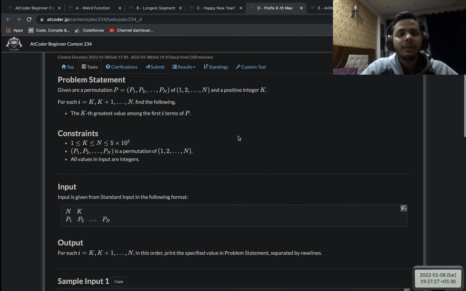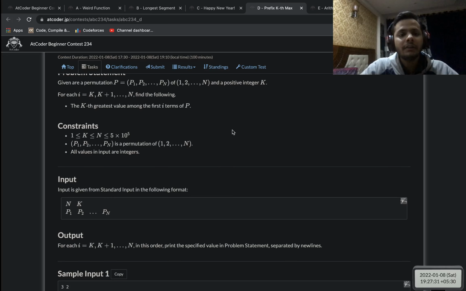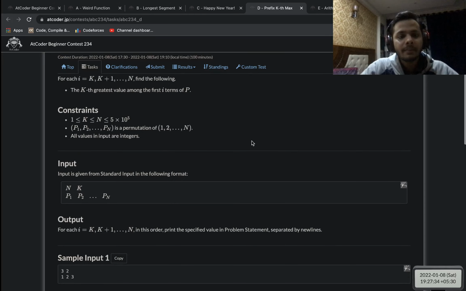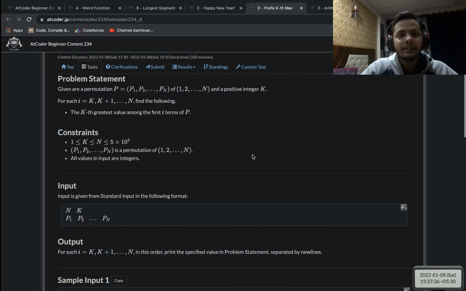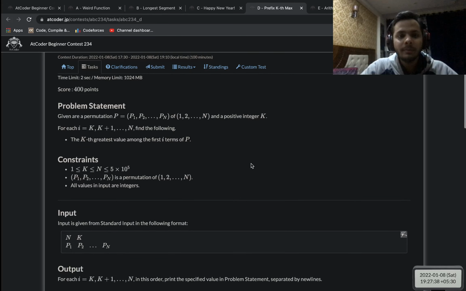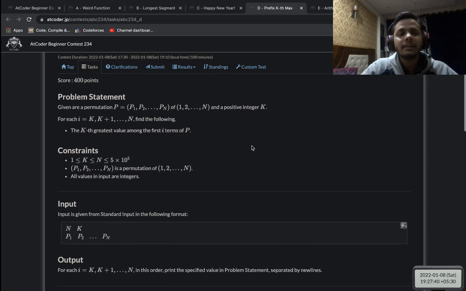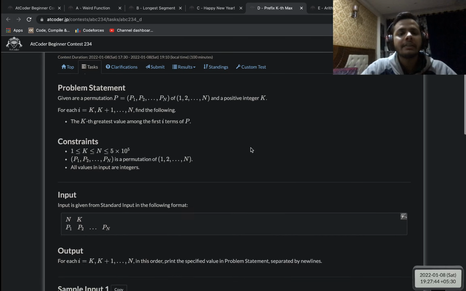You can just maintain an ordered set and go from k to n and use your ordered set to find the kth greatest element, right? And you don't have to think about anything else. I'm sure there might be other ways to do this problem, but the best way to tackle this problem during a contest is to just simply use an ordered set. And that is exactly what I did.